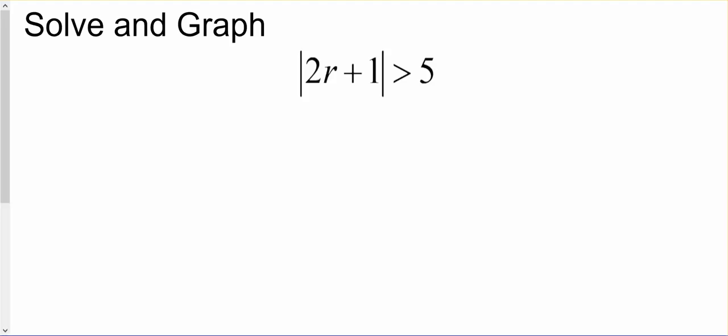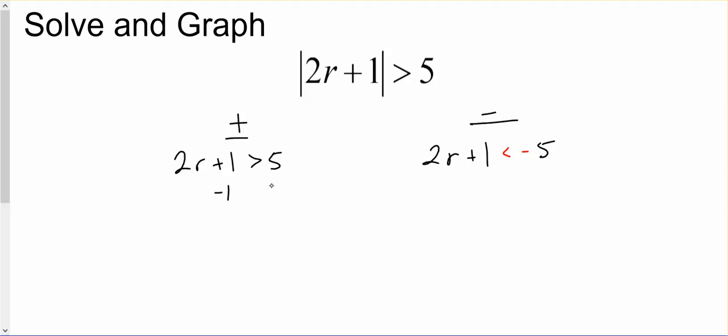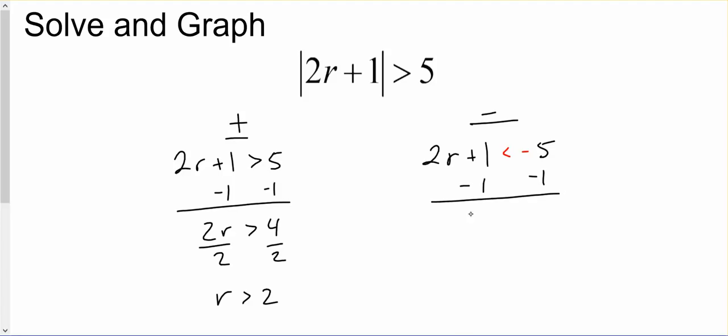Let's solve and graph this one. So take a second, solve and graph it. We've got our positive side. We've got our negative side. 2r plus 1 is greater than 5. Our negative side, 2r plus 1, we need to reverse the inequality symbol and change the sign. Subtract 1, subtract 1. 2r is greater than 4. Divide by 2. R is greater than 2. Our other side, we'll subtract 1. 2r is less than negative 6. Divide by 2. And we get r is less than negative 3.